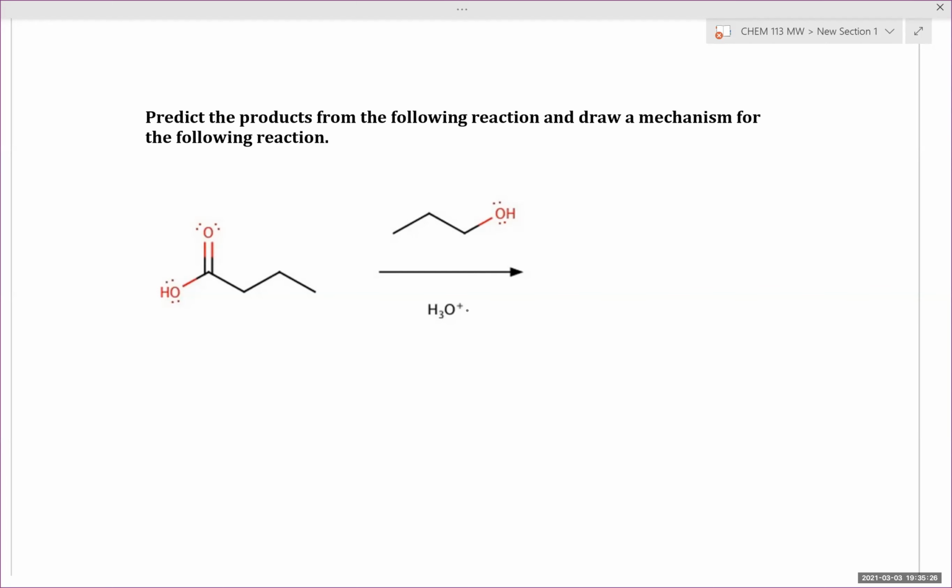So let's take a few minutes to work on this example. And ideally, I'd like to have students share a mechanism on the class whiteboard, just so that way I can get a sense of how the students are approaching this mechanism, and so that way we can discuss this mechanism as a class. So would anyone like to volunteer drawing out the mechanism for this reaction?